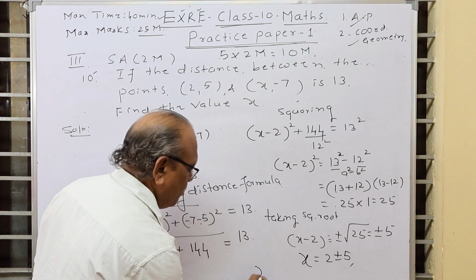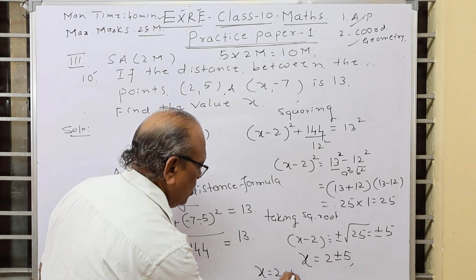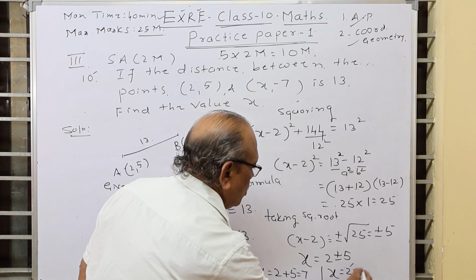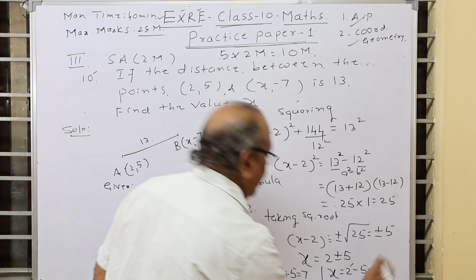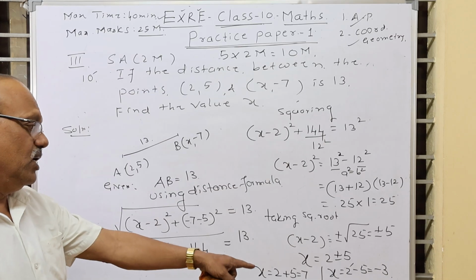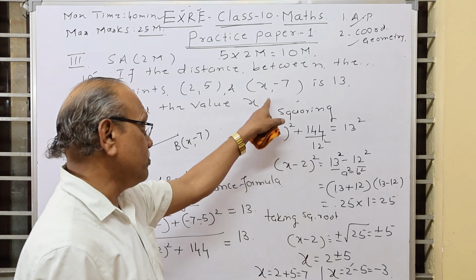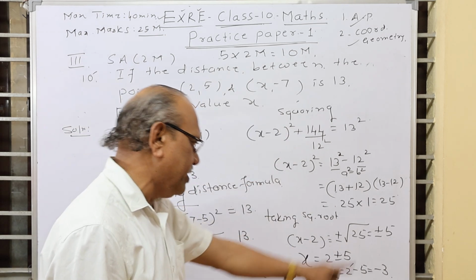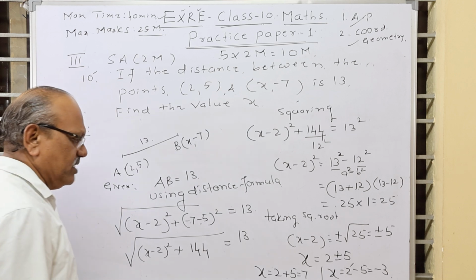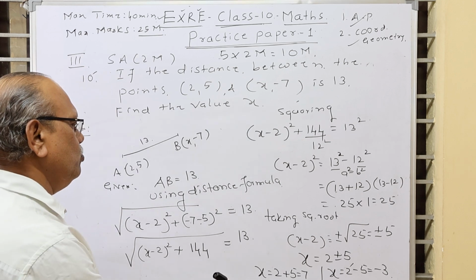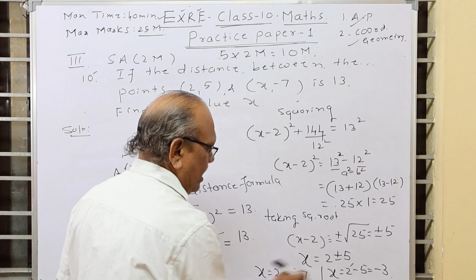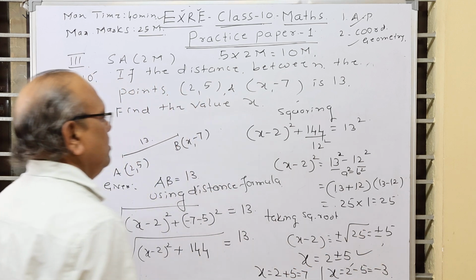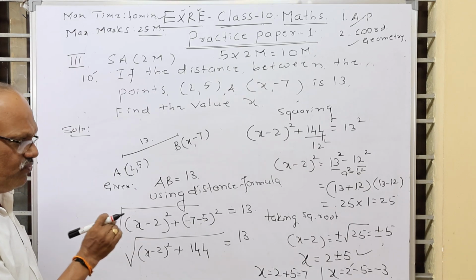Once you put the plus, you get x is equal to 2 plus 5 will be 7. And x is equal to 2 minus 5 is minus 3. Thus you got two values for x. Don't write only one value because x may have positive or negative values. Better you understand this, write it as plus or minus and check it. One answer will be 7, another answer will be 2 minus 5, which is minus 3. This is the answer. Bit tricky question to find out the x.